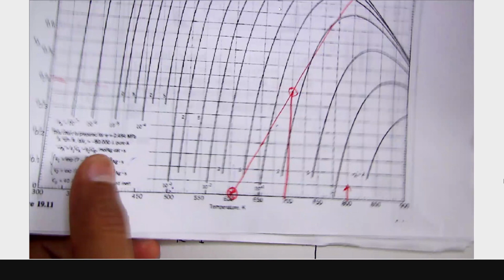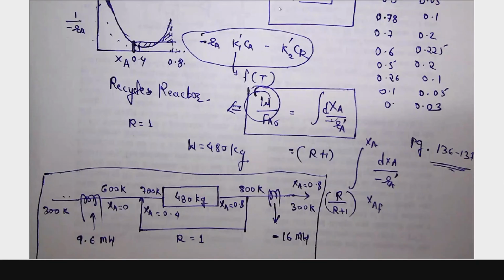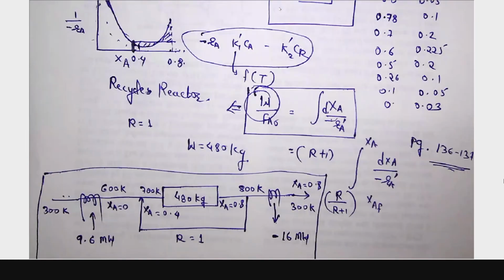Okay. So now we'll continue this in the next lecture. I again suggest that you revise your chapter number 6 for the recycle reactor, and chapter number 9: what is the optimum temperature progression, and what is the operating line equation for adiabatic conditions?